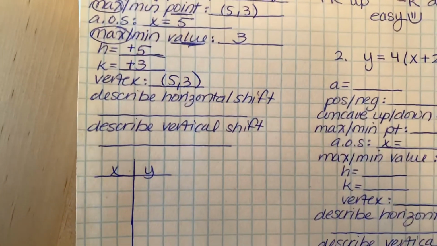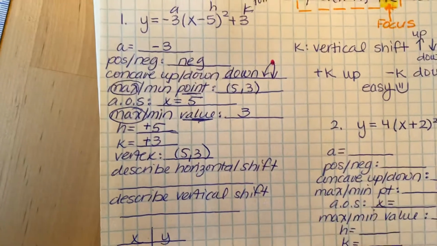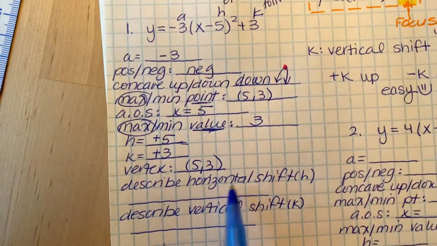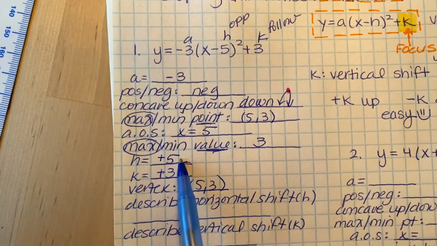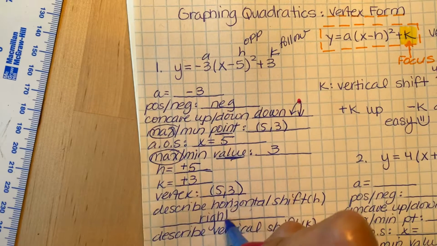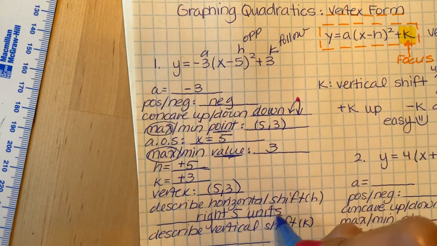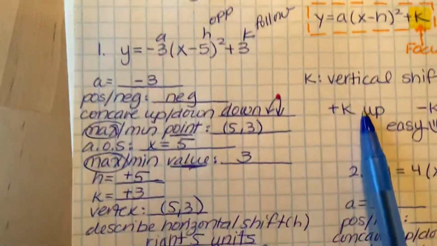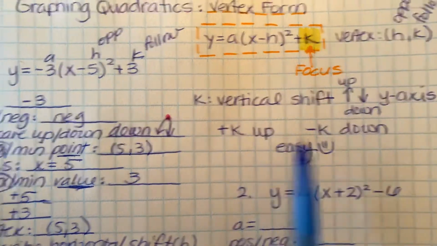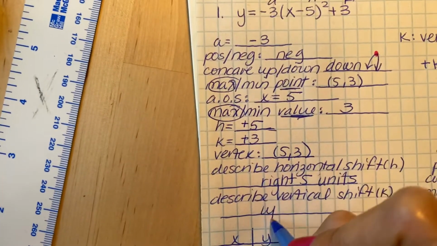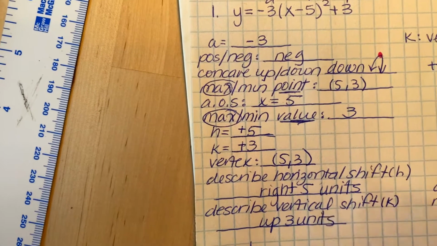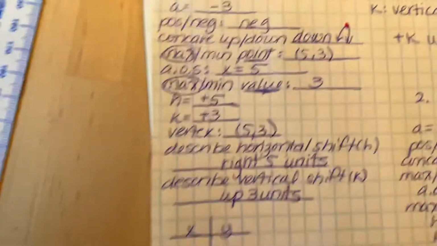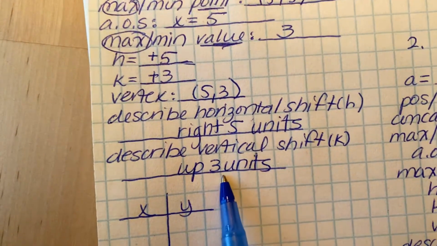Okay, vertical shift. Oh, so now we have a vertical shift because remember, this is your k, this is your h. Okay, so my horizontal shift is a positive 5, so I am going to be moving right 5 units. And my vertical shift is based off of my k, and since my k is positive 3, you are going up. So I will be moving up 3 units. And so that is the location of your vertex. So if you start at the origin, it is telling you to go right 5 units, up 3 units.